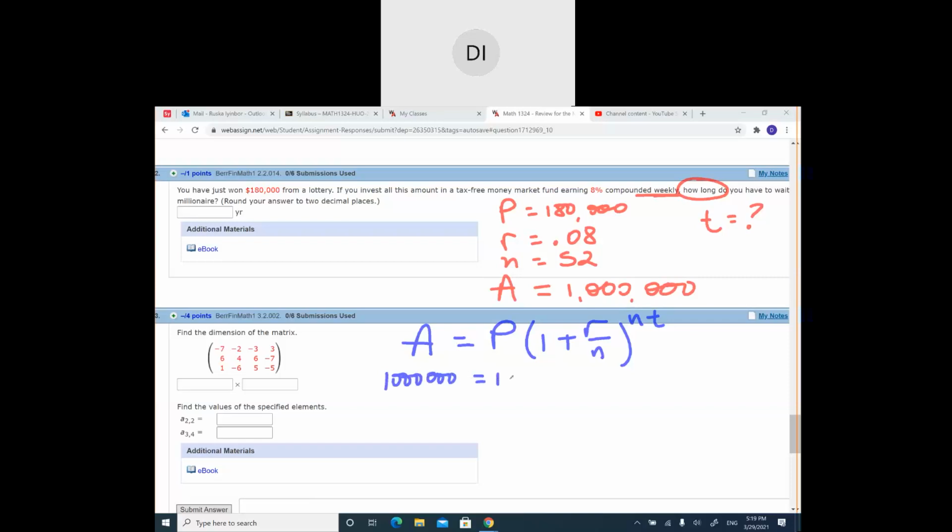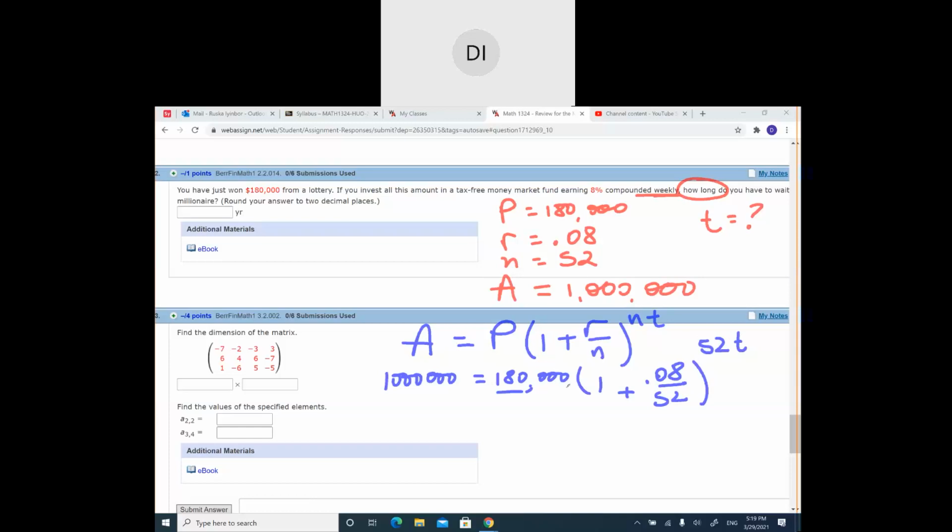equals 180,000. Then 1 plus 0.08 over 52, and everything with exponent 52t. We need to find t. So it's a big equation. We have to get t by itself. So these are the steps.